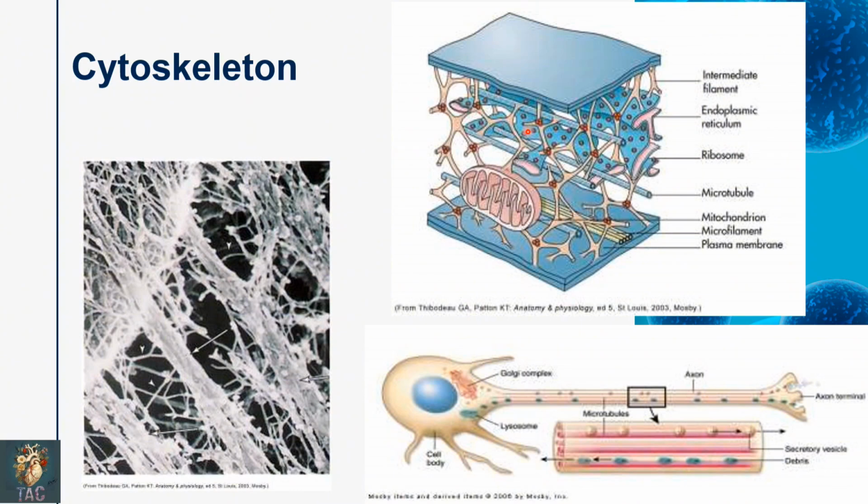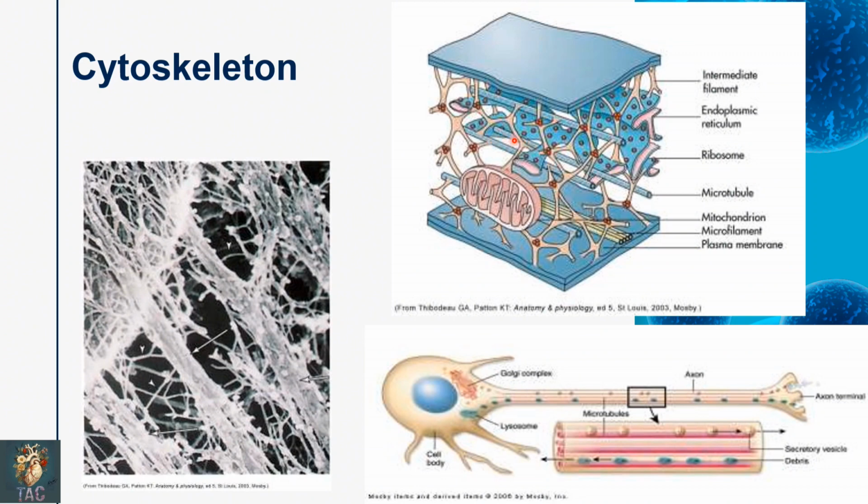In this diagram again you can see the different types of filament. One is the intermediate filament, another the microtubules, and third the microfilaments. Here you can see these are the microfilaments, and these are present in close relation to the plasma membrane over here. These are the tubular structures which are present over here.